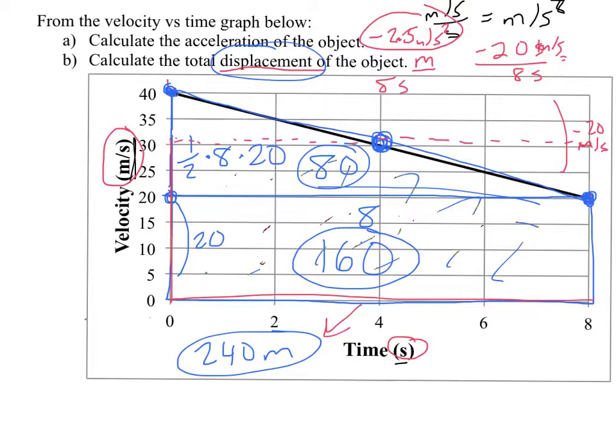So any way you can think of to get the area under this curve will tell you the displacement of the object. Notice that the area is a positive value because what direction is this object traveling? It's got a positive velocity, so it's traveling to the right, so it has a positive displacement, meaning it is now 240 meters away from where it began.